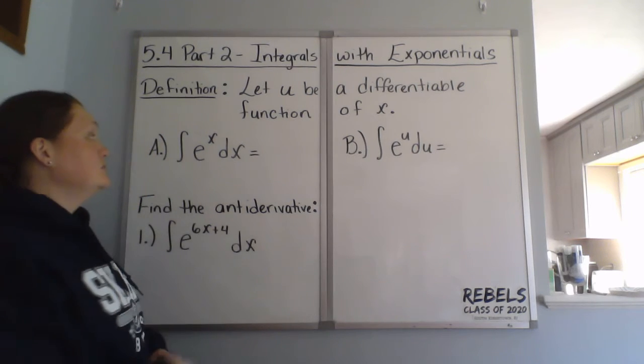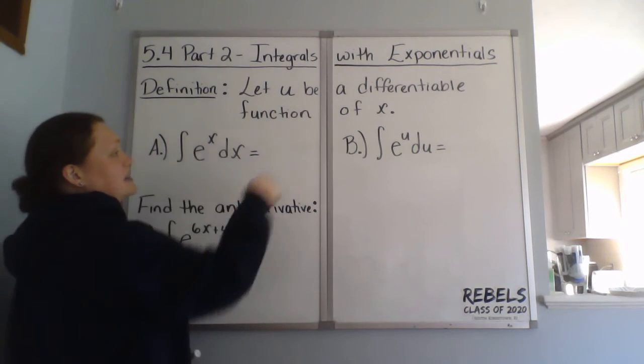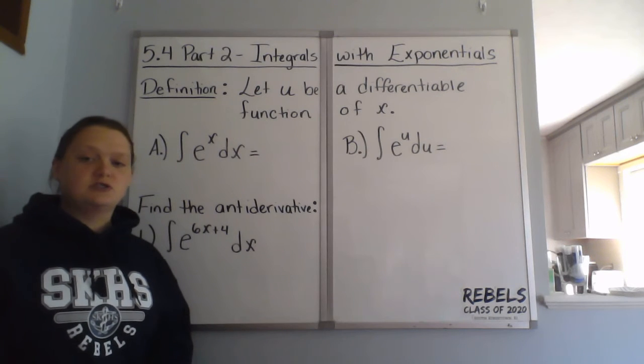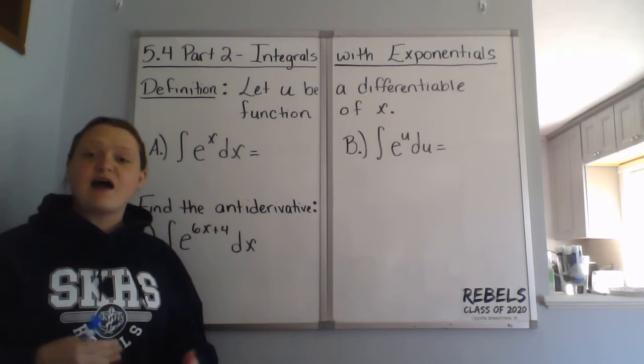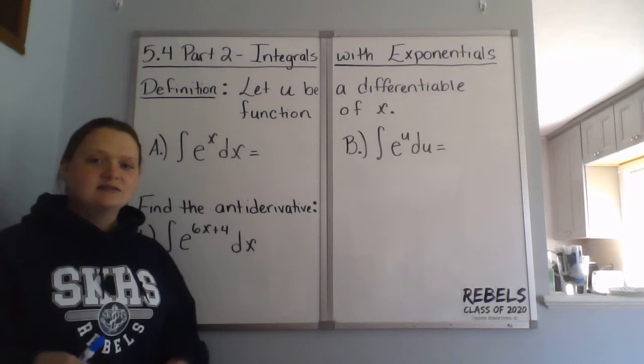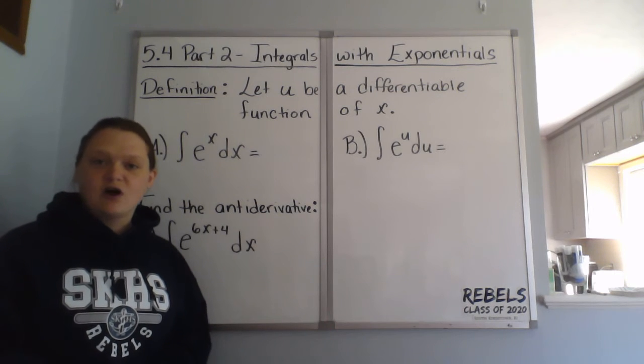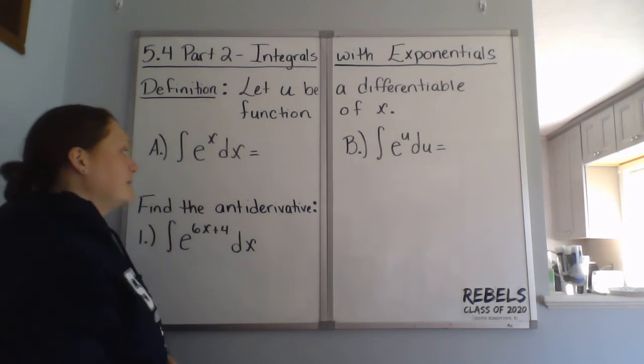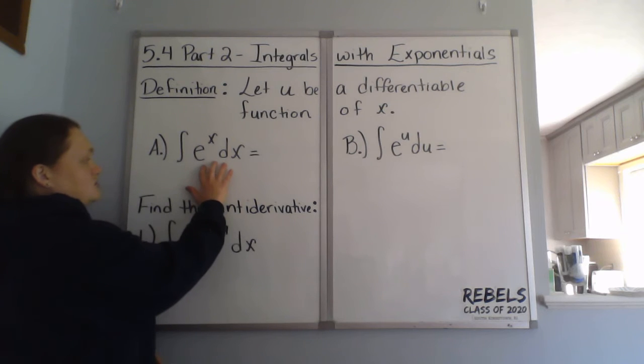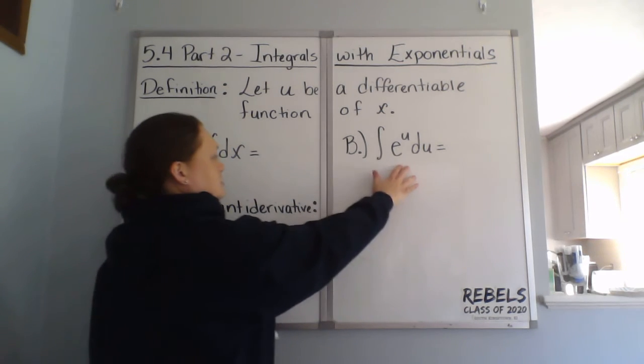So we have u is some function, and it's going to be a differentiable function of x, just meaning that u is a function that you can find the derivative with respect to x. It's the same type of u we've been using for all these other functions we've been dealing with, okay? So we have our basic rule in terms of x, and then our basic rule in terms of u.